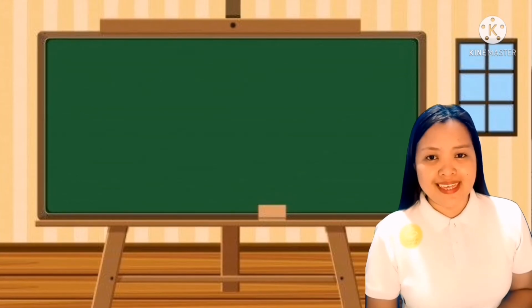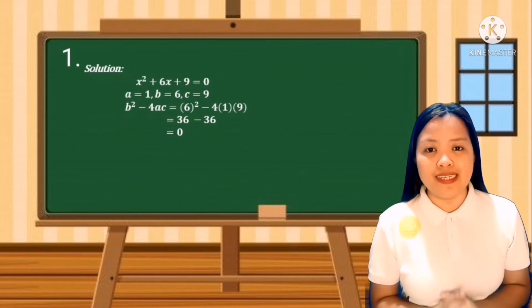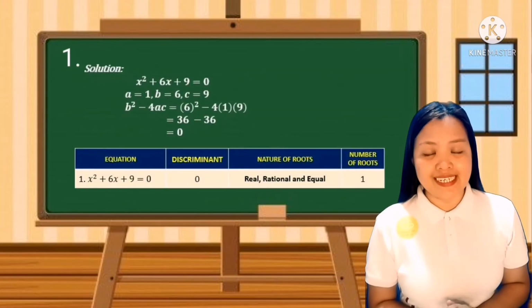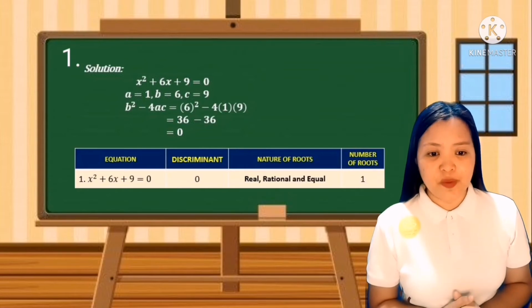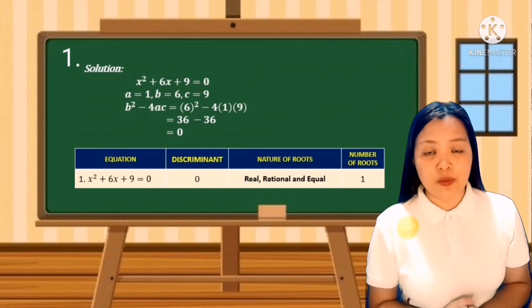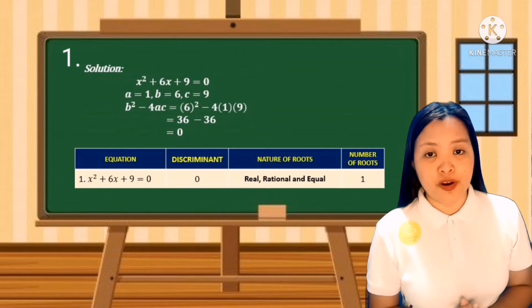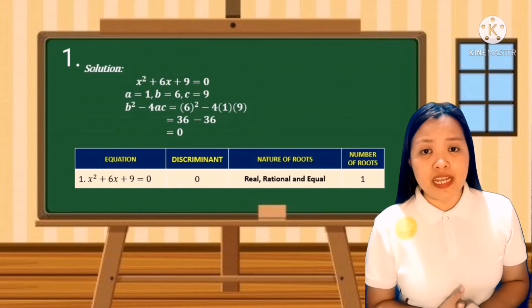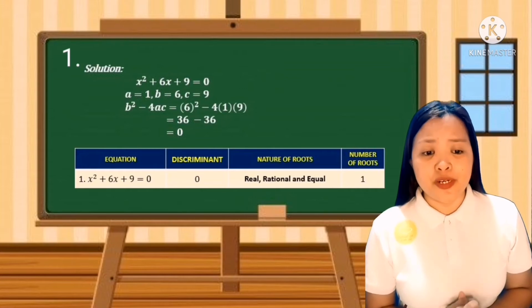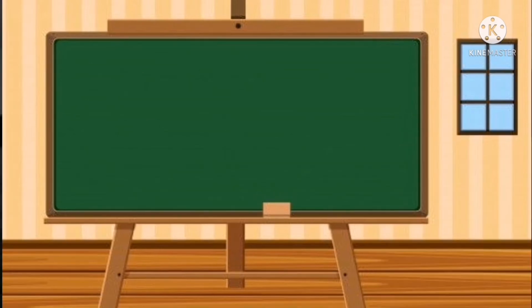For number 1, the given equation is x squared plus 6x plus 9 equals 0. First, let us identify the values of a, b, and c. a is equal to 1, b is equal to 6, c is equal to 9. Substituting to the formula b squared minus 4ac, the discriminant is 0. Since the value of the discriminant is 0, the roots are real, rational, and equal.